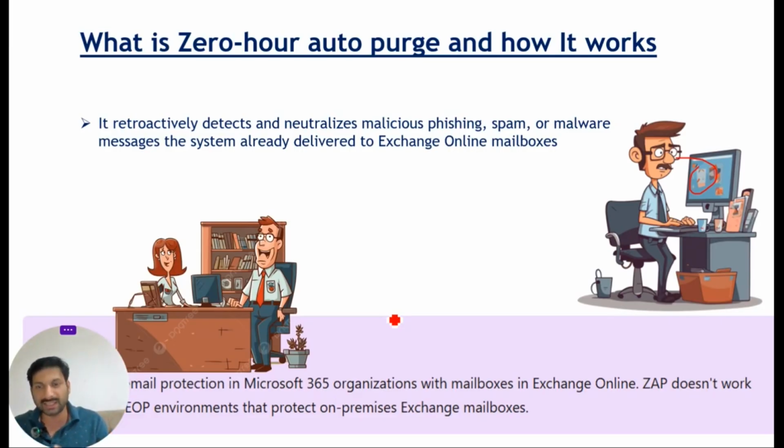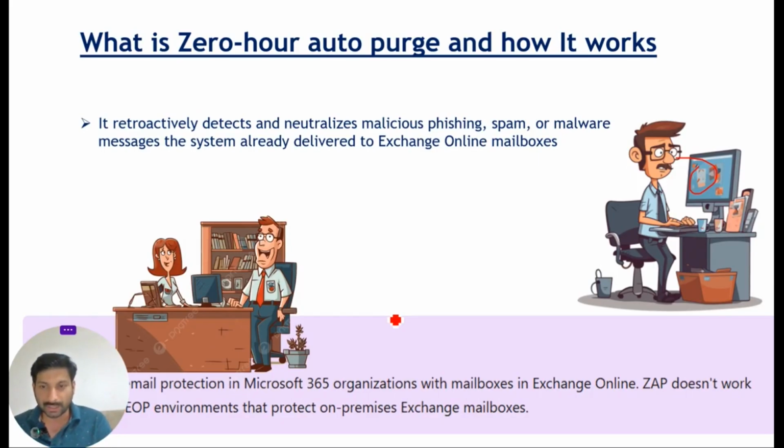The ZAP action is seamless for users. The system does not notify them if it detects and moves a message. For example, an inbox has received malware, but when ZAP, 0-hour auto purge, starts acting, it detects that malware or spam in your inbox. Without notifying the end user, it moves the message.